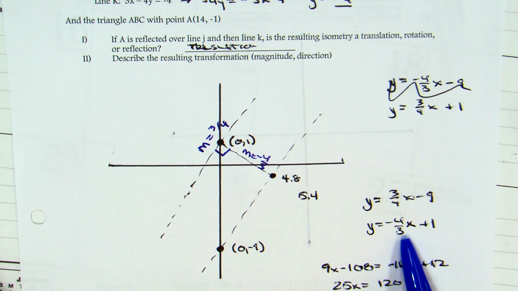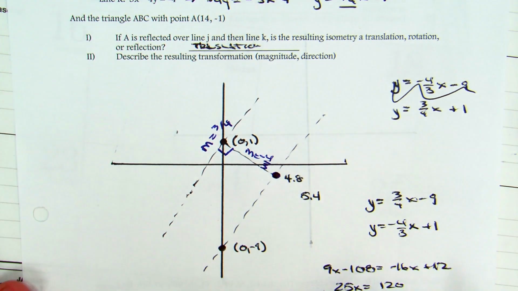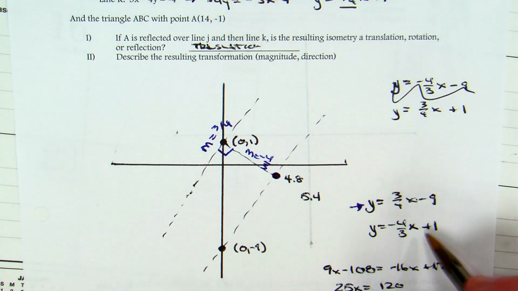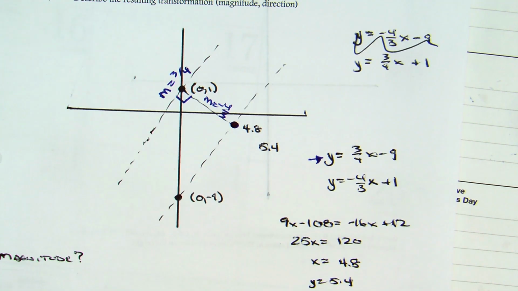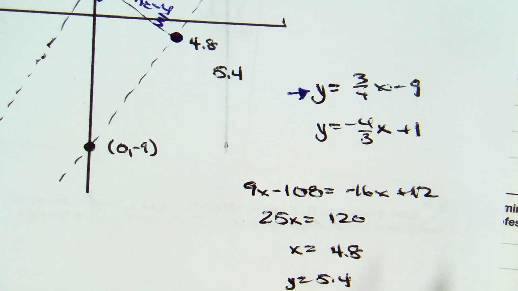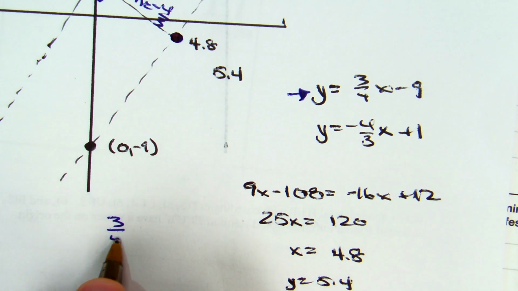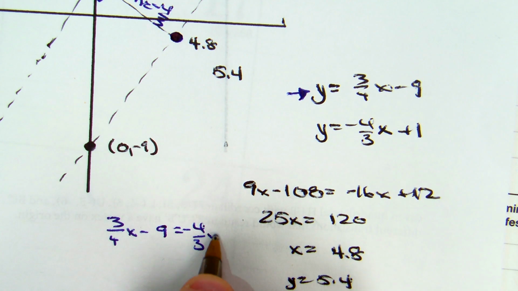Make sense? I'm trying to find this point. Remember, that's on 3/4 x minus 9. These two should never have the same y-intercept when you set up your system tomorrow, if you get this one. So I got y equals 3/4 x minus 9, y equals negative 4/3 x plus 1. To find the x, I'm going to take the two mx plus b parts and what? Set them equal to each other. So 3/4 x minus 9 equals negative 4/3 x plus 1.